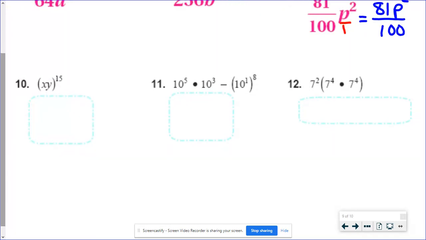Number 10. Distributing this, since I don't know what the x is and I don't know what the y is, that's just going to be x to the 15th, y to the 15th. Done.